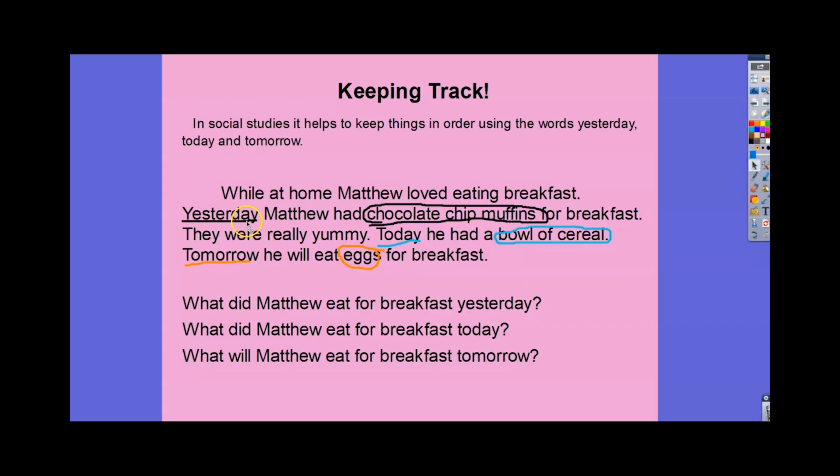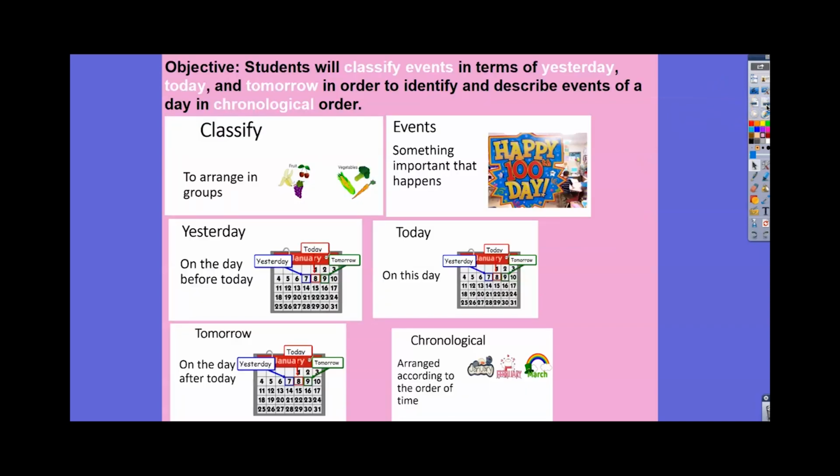So I'm going to review. Yesterday, he had chocolate chip muffins. Today, he had a bowl of cereal. And tomorrow, he will have eggs. I wonder which one might be his favorite. Let's look at our job today. Students will classify events in terms of yesterday, today, and tomorrow in order to identify and describe events of a day in chronological order. So we put some things in order. We use first, next, and last, and we use yesterday, today, and tomorrow. I kind of like putting things in chronological order.